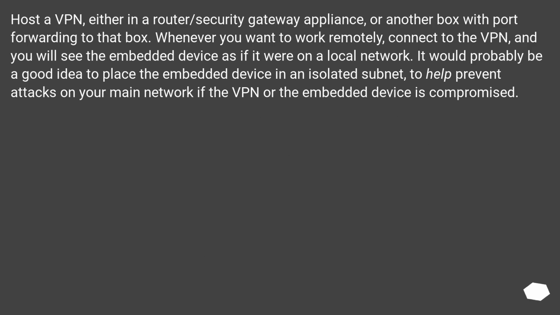Host a VPN, either in a router/security gateway appliance, or another box with port forwarding to that box. Whenever you want to work remotely, connect to the VPN, and you will see the embedded device as if it were on a local network. It would probably be a good idea to place the embedded device in an isolated subnet, to help prevent attacks on your main network if the VPN or the embedded device is compromised.